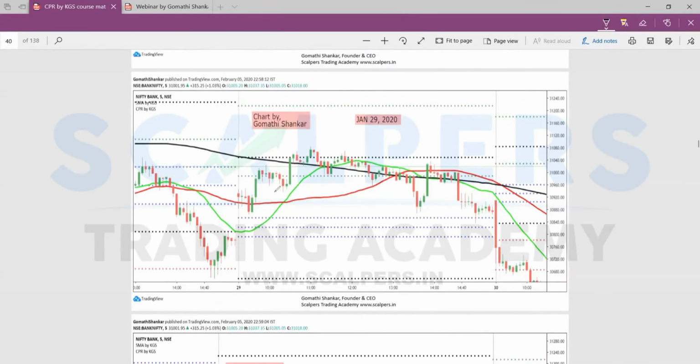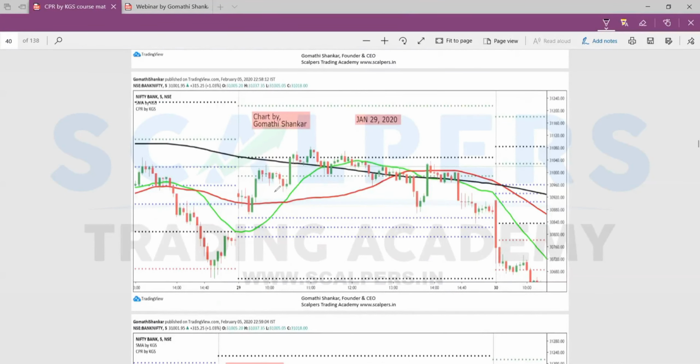See this example once again. See the structure of 20 and 50. It is a dead sideways market. See, market is going up, coming down, again going up. So it is a total confusing market. Your eyes should see the 20 and 50. See, 20 and 50 are flat. Both 20 and 50 are sleeping. So you should not trade.